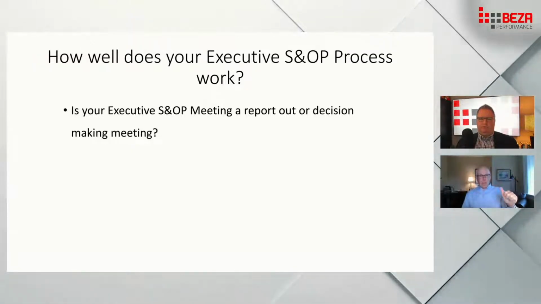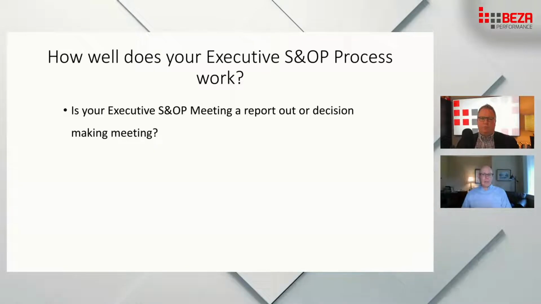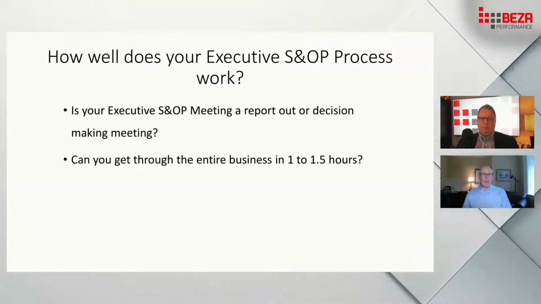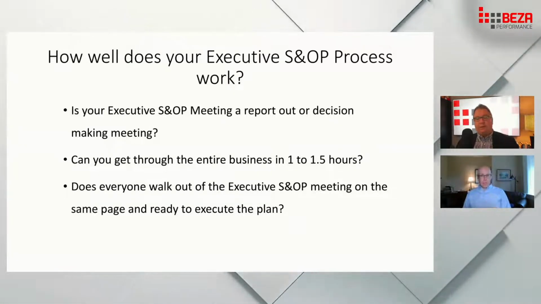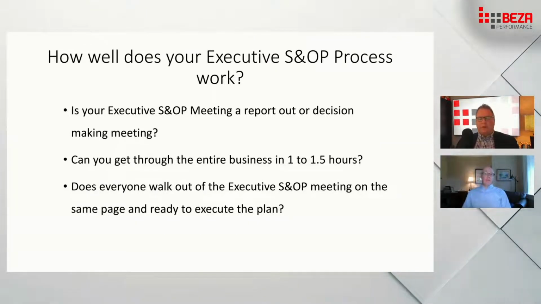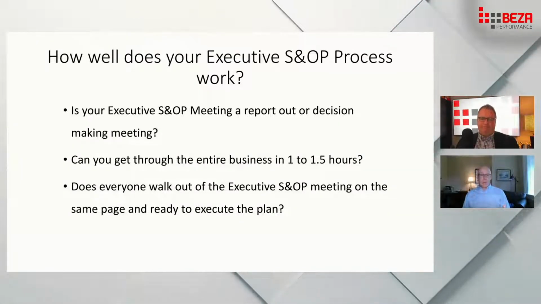The first question I challenge people to ask themselves is: is our executive meeting a report out or a decision-making meeting? It should be a decision-making meeting, and if it's not, you want to dig into why. The second is: can I get through the entire business in 1 to 1.5 hours? That's critical because of how I present the data. That's not one family, that's the entire business. If you've made 30 families, that's going to be tough. Third: does everyone walk out of the executive S&OP meeting on the same page, ready to execute the plan that's been presented?